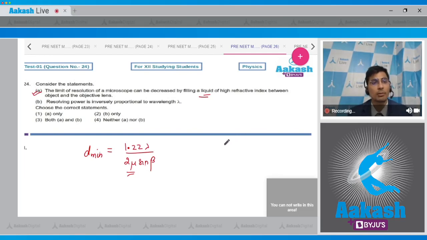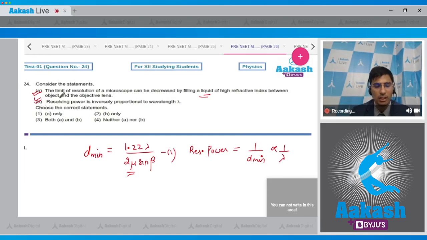Now, let us analyze the statement B. The statement B says that the resolving power is inversely proportional to lambda. Dear students, the resolving power is equal to 1 by limit of resolution. And from this first equation, we can clearly see that this will be inversely proportional to lambda. And hence, B statement is correct as well. Therefore, for this question, the correct answer is option number 3. Now, let us solve the question number 25.